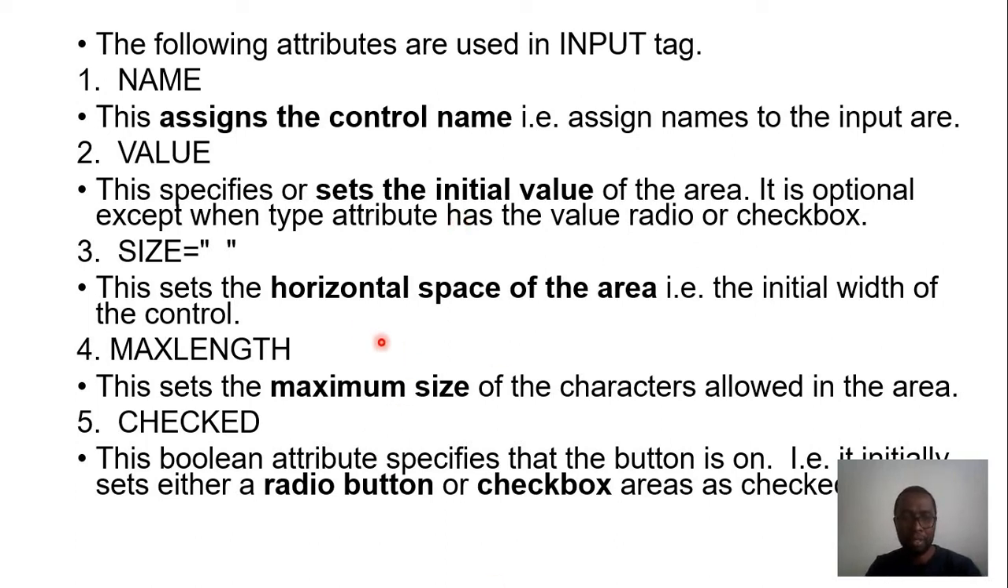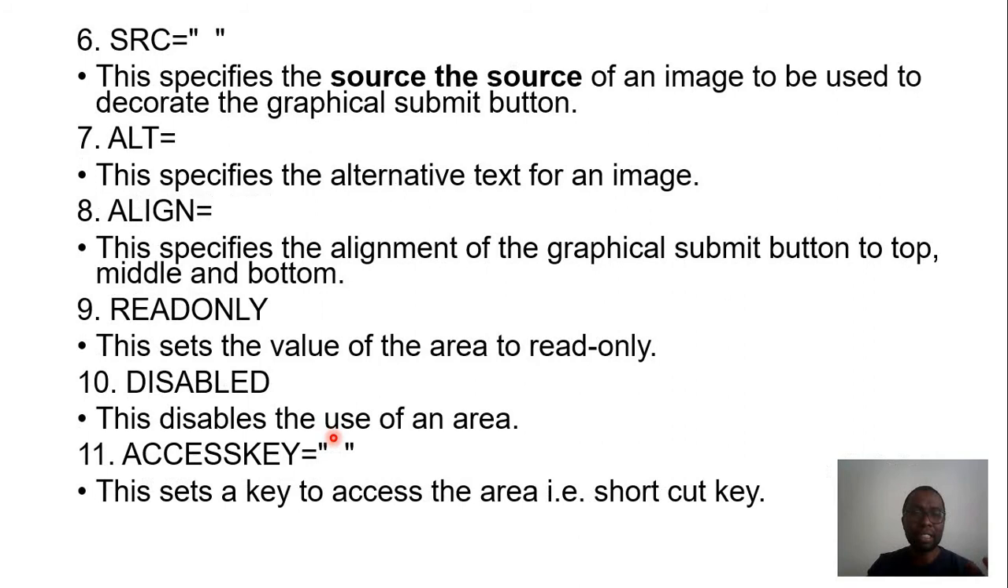Then the size, for example, in this case, we will look at one of our examples. So size is going to help us to set the horizontal space of the area, and then the max length, we can set the maximum size of the characters allowed in an area. And then number 5, checked, you can decide to initially check a radio box or a checkbox, depending on what you really want to work on. So these are some of the attributes which are very important, and they're used with the input tag.